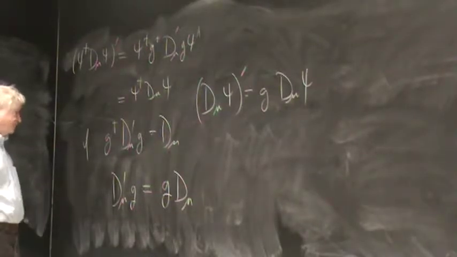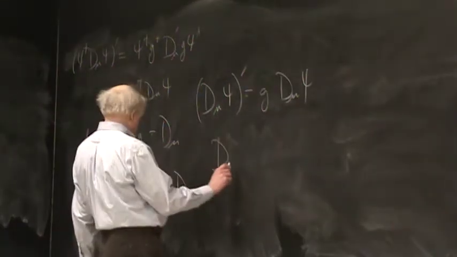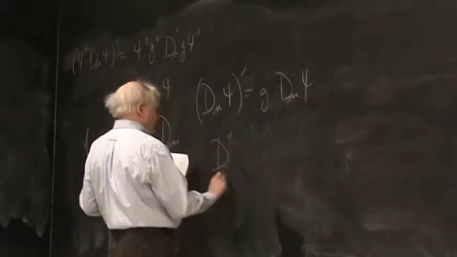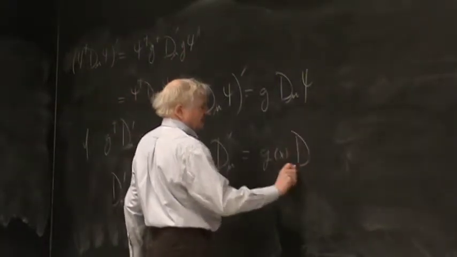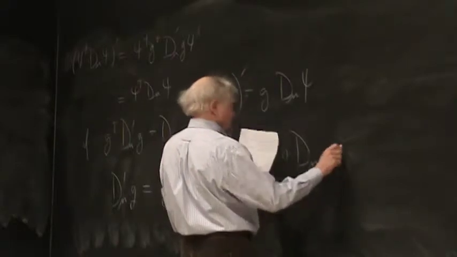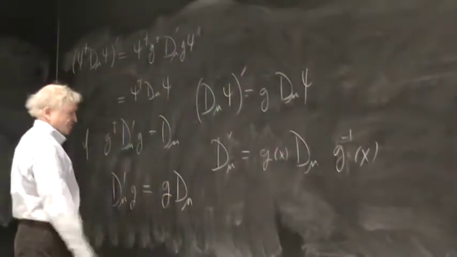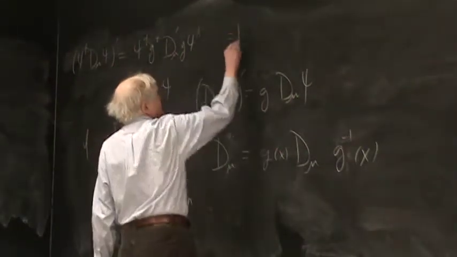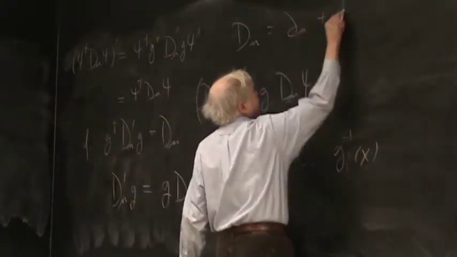Okay, so if this is the case, then multiplying by g adjoint, we have D prime mu is equal to g of x D mu g inverse of x, multiplying both sides of this equation by g inverse. And the way we achieve this is we say that D mu is a derivative plus something else.